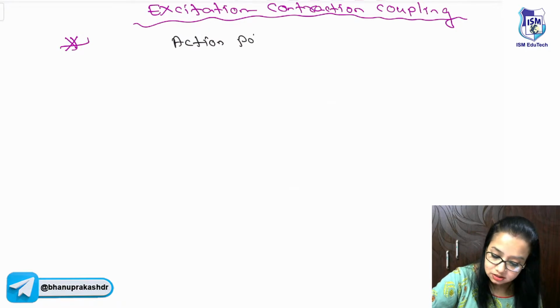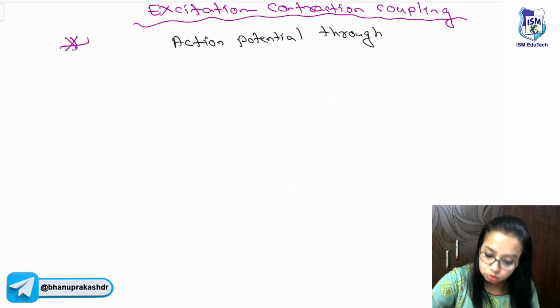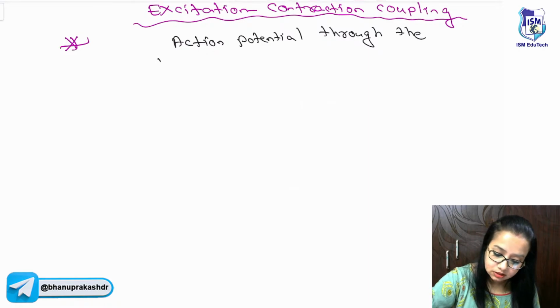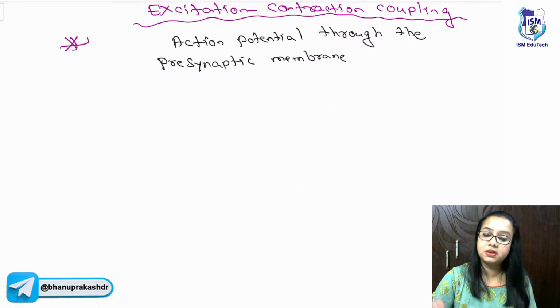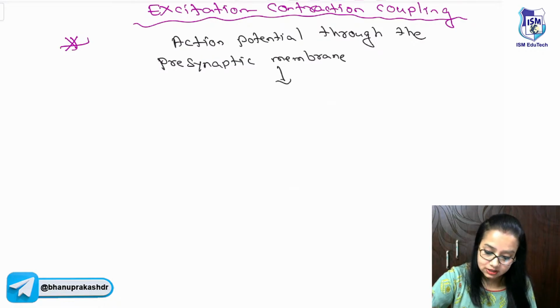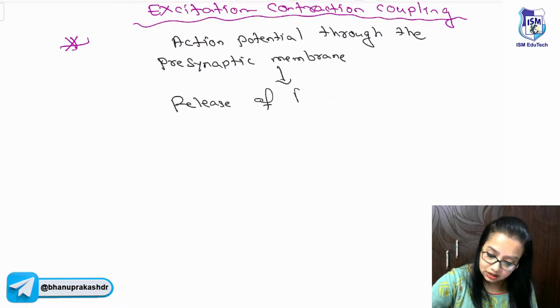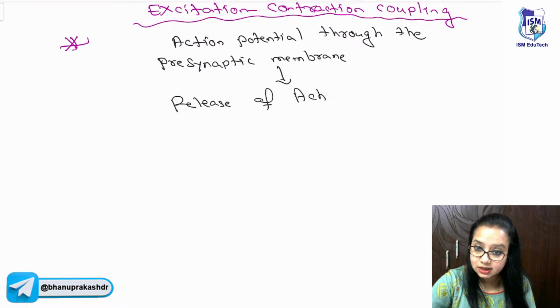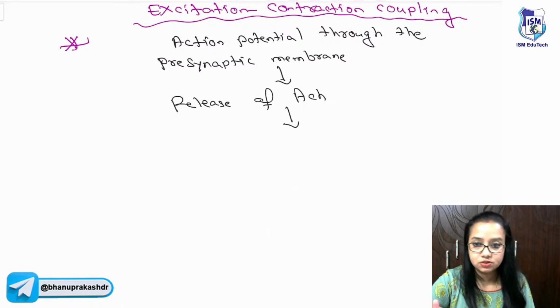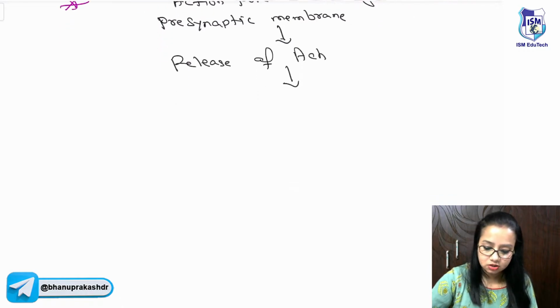So, action potential. I'm just writing briefly because we have studied the details already. Action potential through the presynaptic membrane causes release of acetylcholine. Now, this acetylcholine, we know it's an excitatory neurotransmitter. I'm not going into that.